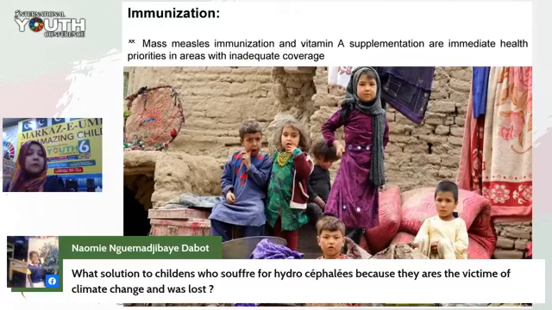And when we talk about vitamin A or different types of supplements, we have to boost up our immunity. And how can we boost up our immunity level? Through different types of supplements, different types of fruits, and energetic foods.